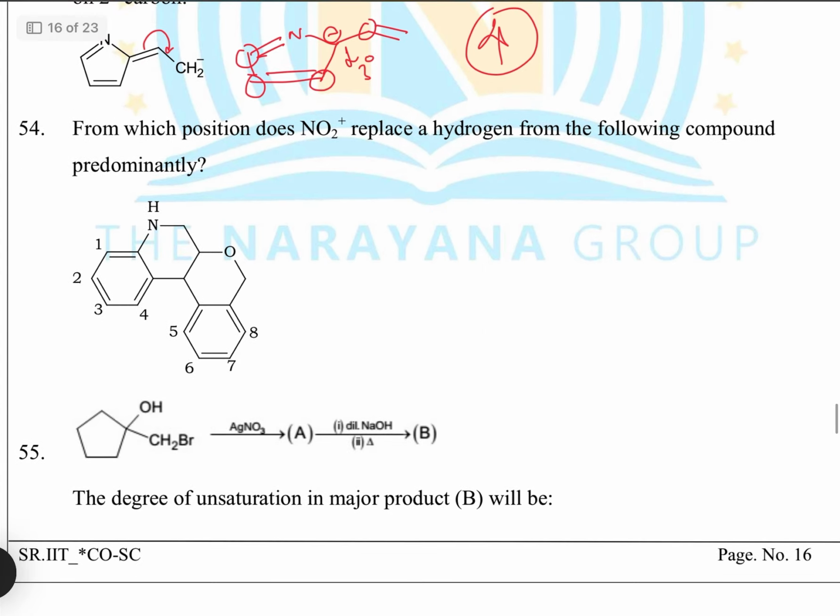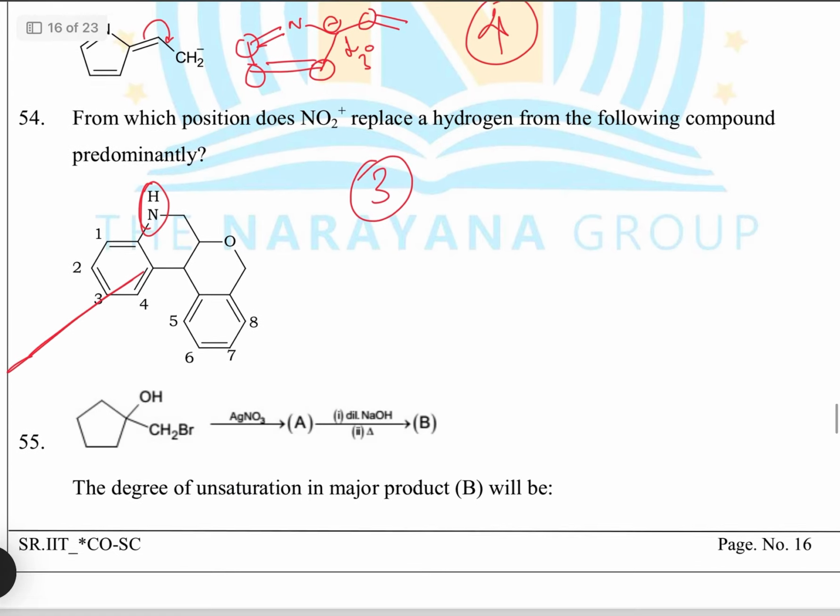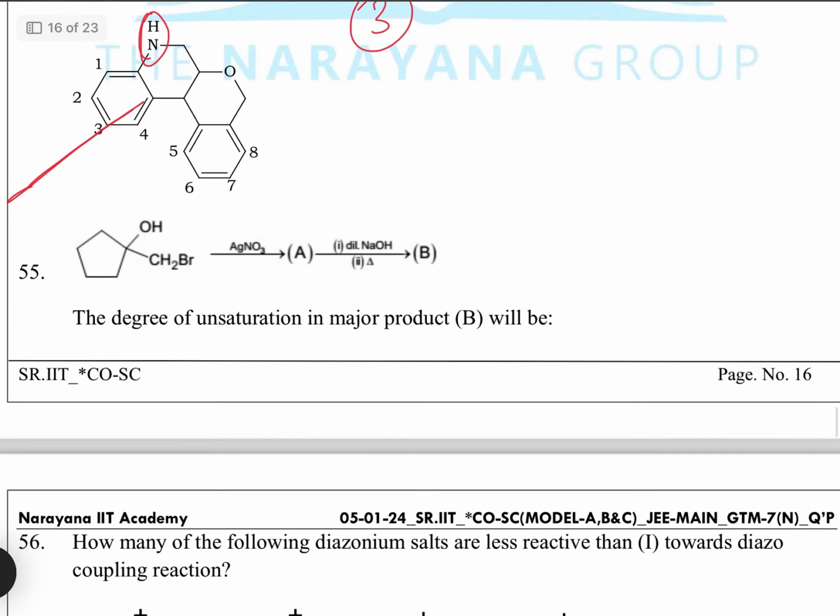From which position does NO2 plus replace a hydrogen from the following compound? See, this is a ring activating group to this para position. That's better. Yes, answer 3. Okay, see 5, 4, 3 answers. 55th question.